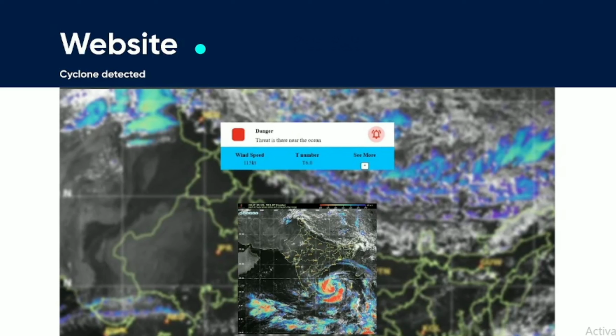So this is what our website looked like when the Funny image was passed into it. It shows that there is a danger and gives an alert message that there is a threat, along with the wind speed it predicts and the intensity in terms of the T scale. Moreover, we also have a time lapse video which helps us track the movement of the cyclone.